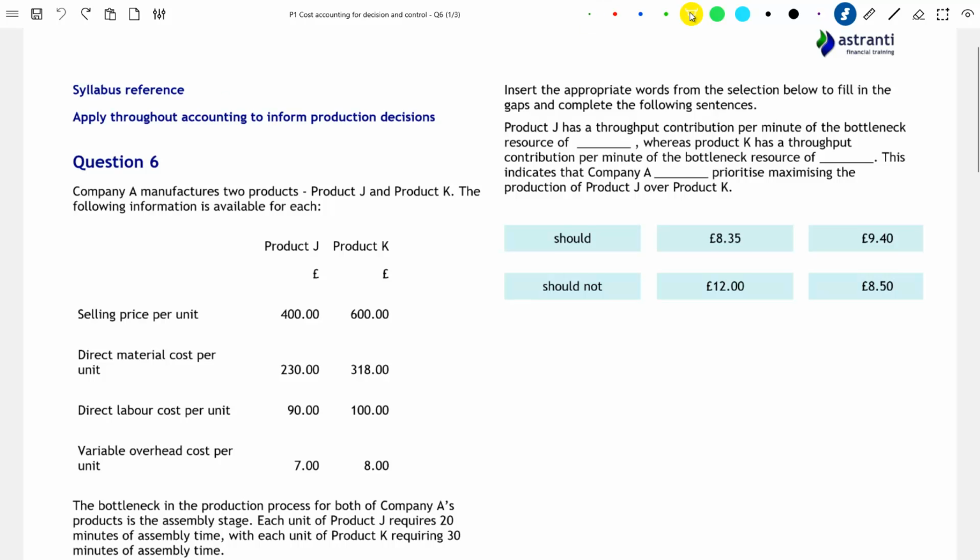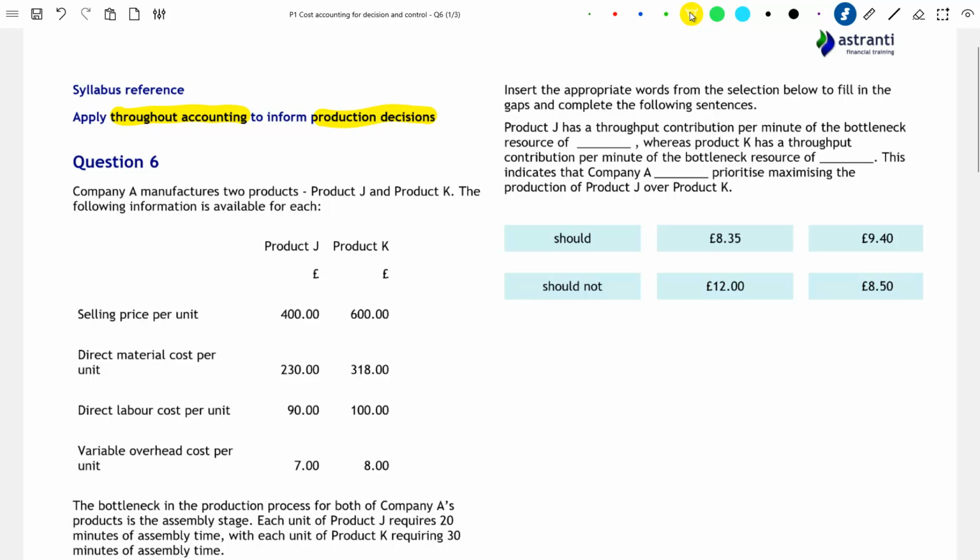Today we're going to be going through an exam style question on throughput accounting. This is a key topic that you'll be tested on in your CIMA P1 exam, and it comes up in P2 as well. So let's take a look at our question now. Let's move on to question 6, and for question 6 we're going to be applying throughput accounting to help us to inform a production decision.